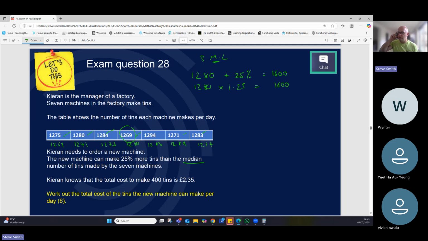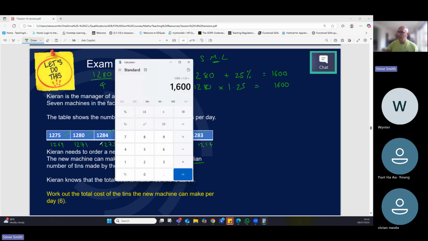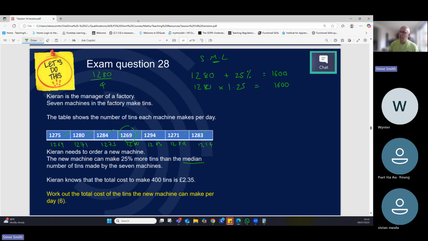Or we could find out what a quarter is, because we know 25% is a quarter. So we could go 1280 divided by 4 to find out what 1/4 is. 1280 divided by 4 equals 320. Then we go 1280 add 320 equals 1600. So there are lots of ways to find 25%. Whatever way you're comfortable doing, do.